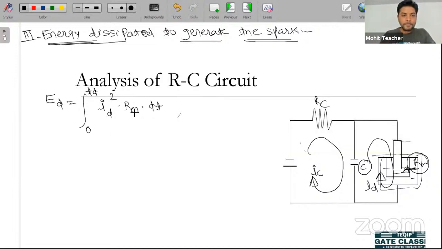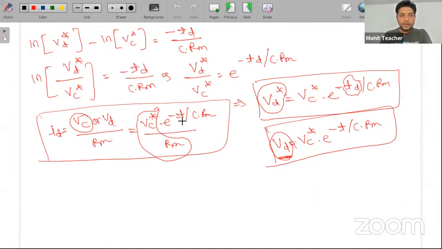Now look, the Id term: recently we have calculated this Id has the term of time t, so just put this formula over there, okay, this formula.